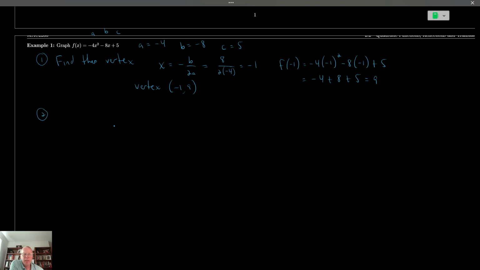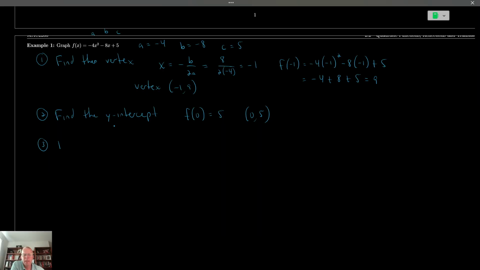We could also find the y-intercept. The y-intercept is pretty easy to find. If you remember from one of the last videos, I think it is section 1.2 maybe, to find the intercepts, we plug in 0 for the other variable. So in this case, find f of 0. Plug in 0 for x, and f of 0 is just going to be 5. So the y-intercept is 0, comma 5.